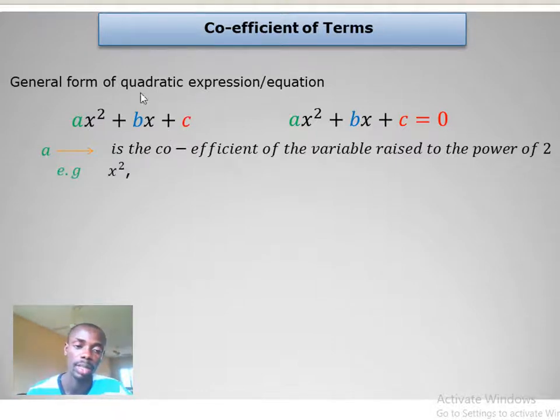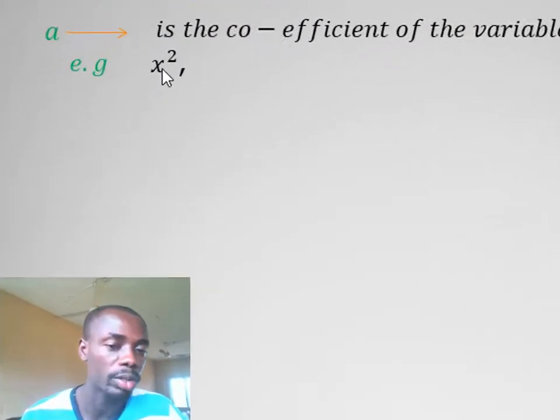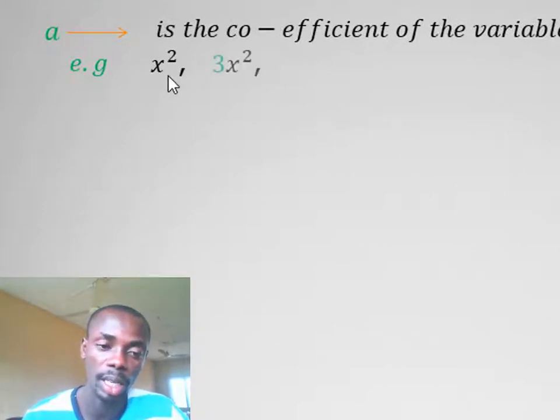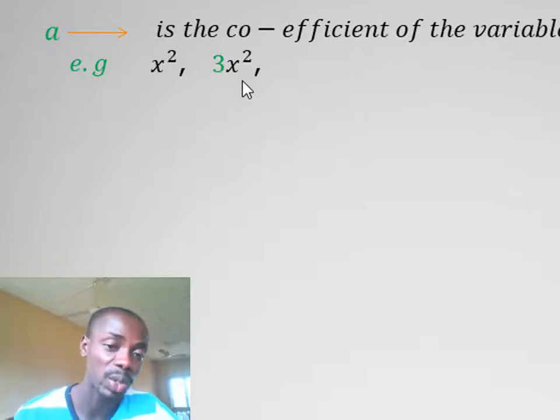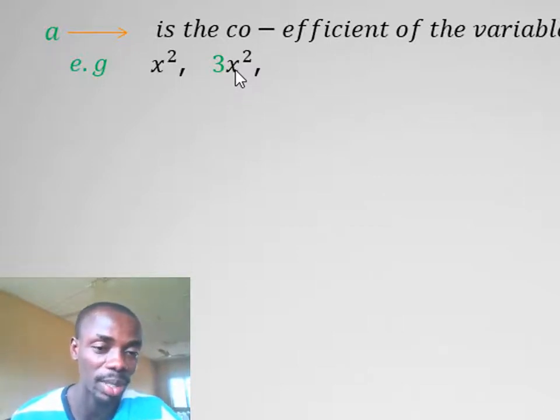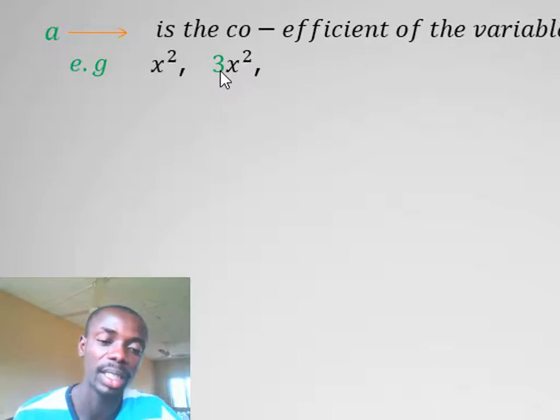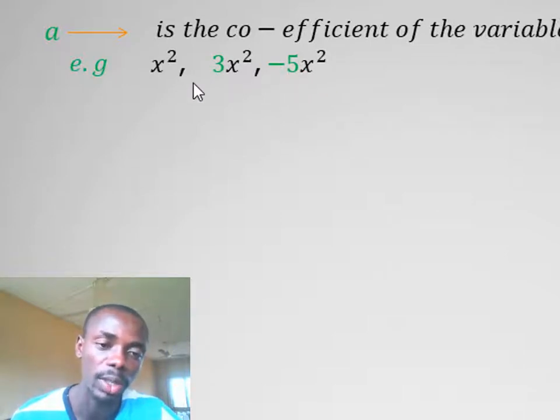Examples, you can have it as s squared. The coefficient of s squared here is 1. Okay? So here is 3s squared. The coefficient of s squared, that is the number multiplying s squared, is 3. So the same thing here, the number or the value multiplying s squared is minus 5. So here our A is 1, here of course an invisible 1, here our A is 3, and here our A is minus 5. I believe that is clear.